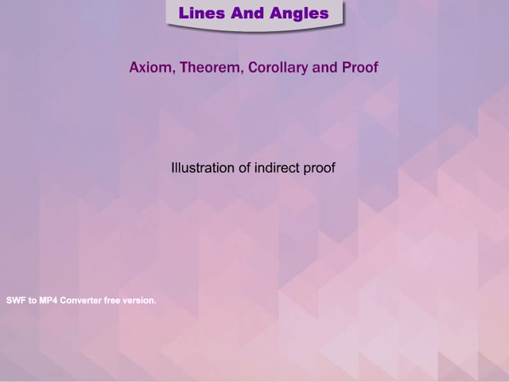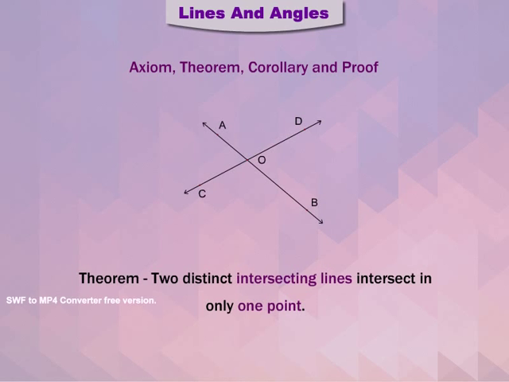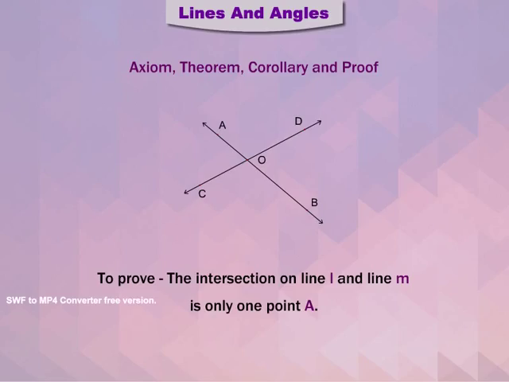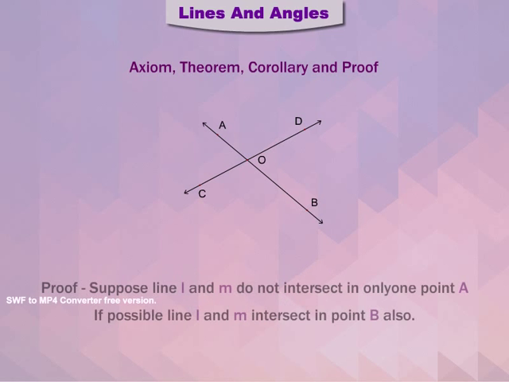Illustration of indirect proof. Theorem: two distinct intersecting lines intersect in only one point. Given: let two distinct non-parallel lines L and M. To prove: the intersection of line L and line M is only one point A. Proof: suppose line L and M do not intersect in only one point A. If possible, line L and M intersect in point B also.